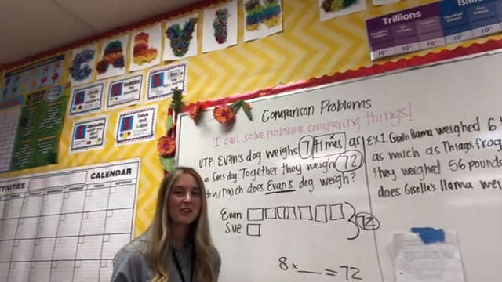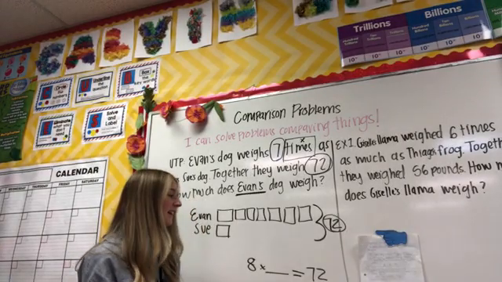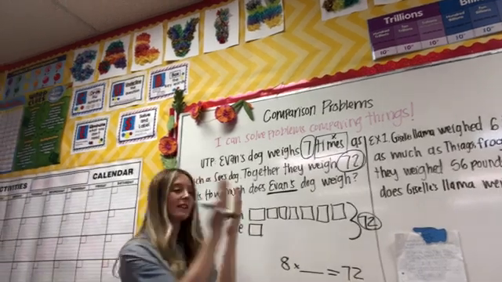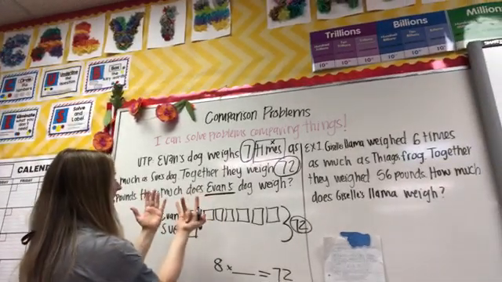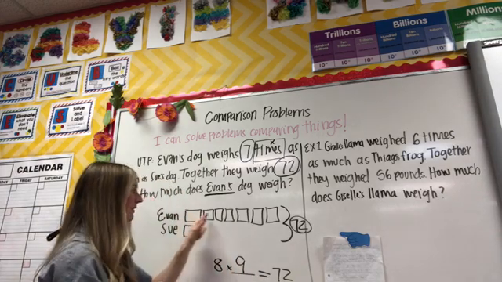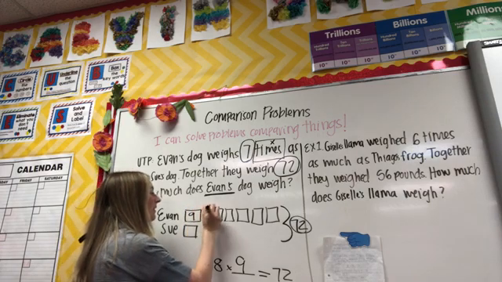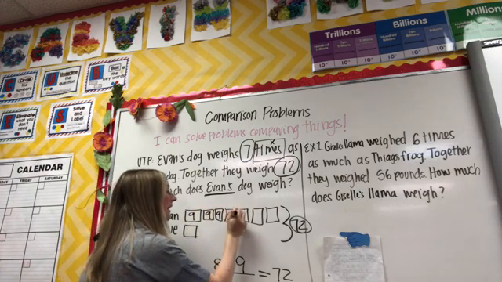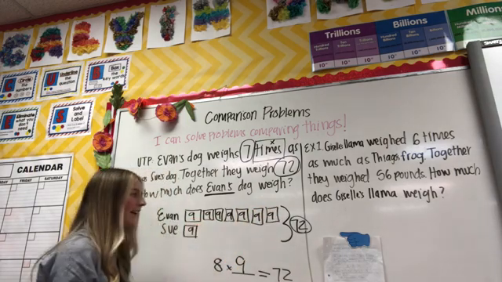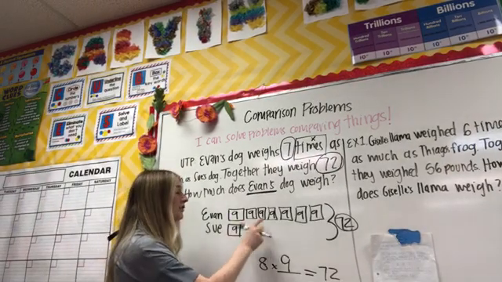Some of you might know your facts, maybe not. You could say, oh, I know 8 times 8 is 64. So 8 times 9, if we do our 9s trick, let's check it out. 1, 2, 3, 4, 5, 6, 7, 8, 72. So we now know that each one of these boxes weighs 9 pounds. So we put a 9 in all of the boxes. Now we can figure out how much Evan's dog weighs because we know how much each box is.